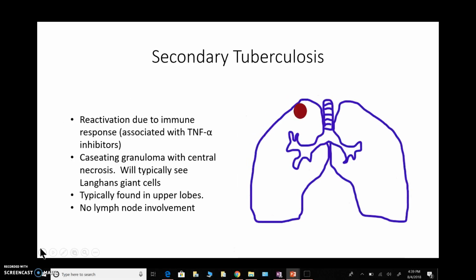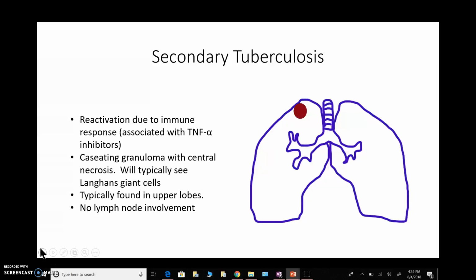We discussed that latent infection can move on to reactivation into secondary tuberculosis, and this can be due to an immune response. One common one that you'll see is somebody who is taking TNF-alpha inhibitors, and part of the process before a patient starts taking TNF-alpha inhibitors is to get a PPD or a QuantiFERON to ensure that they do not have tuberculosis, because it often leads to this reactivation.